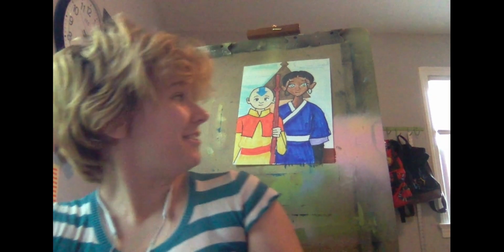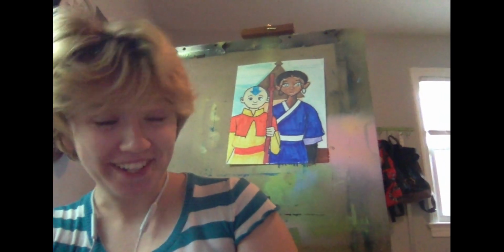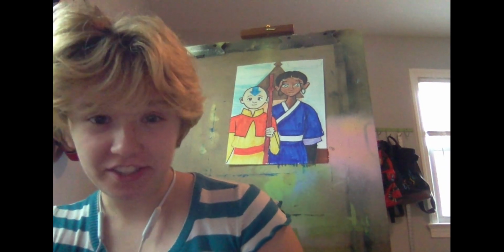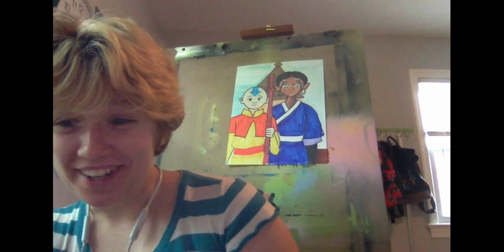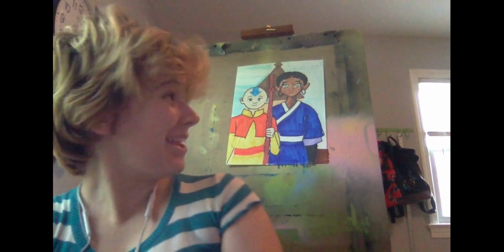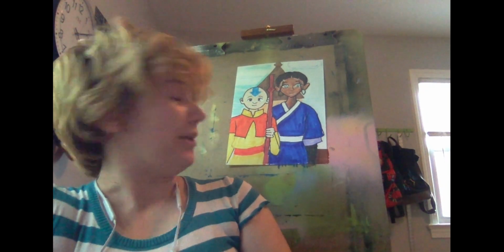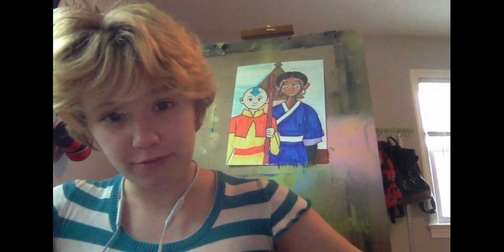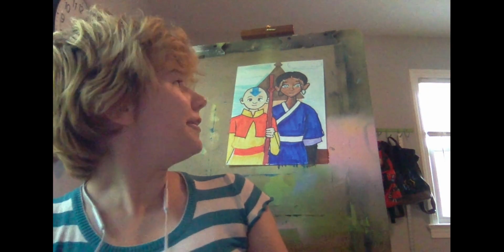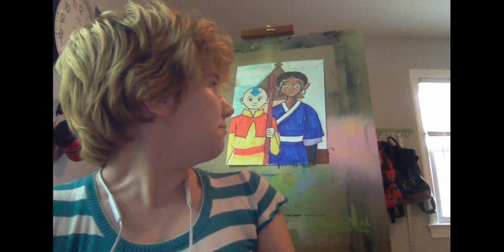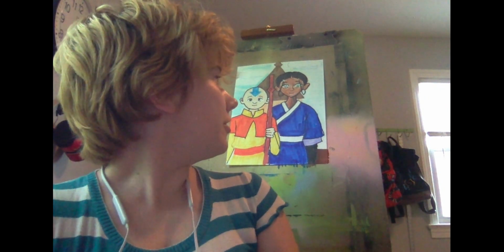Ta-da, guys! There you have it. There's my American Gothic parody. If you can't tell, I did Aang and Katara from Avatar: The Last Airbender. And you can see I put Aang in the front because he has a staff that he uses for, like, flying when he's airbending. But Katara's taller.